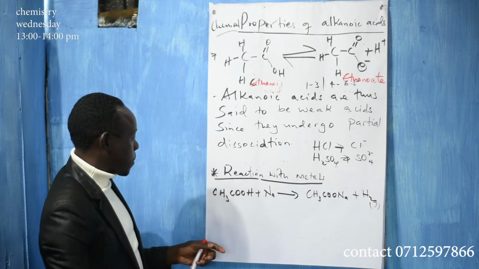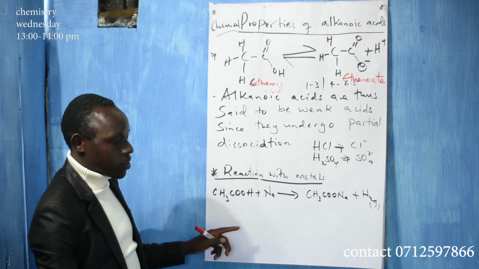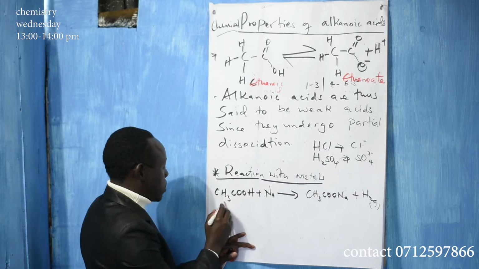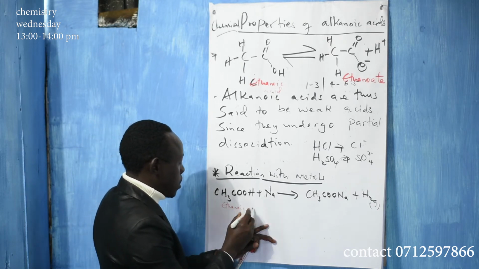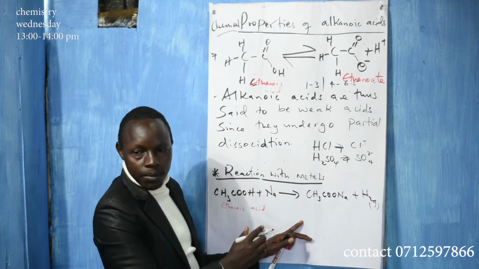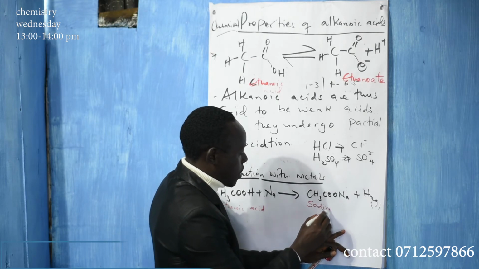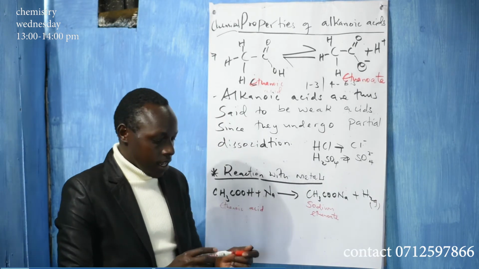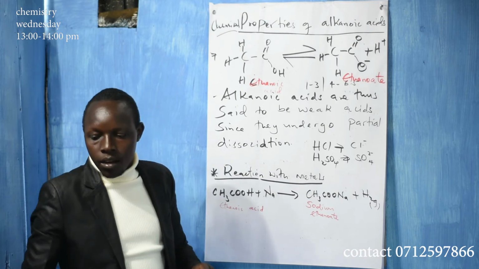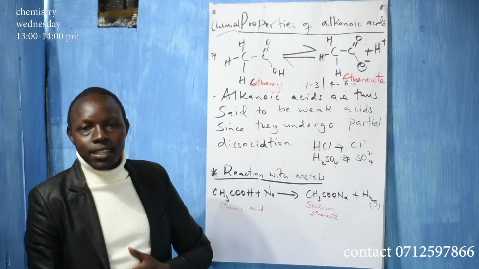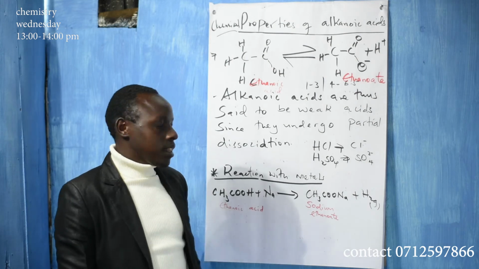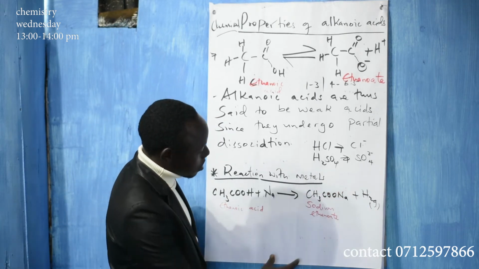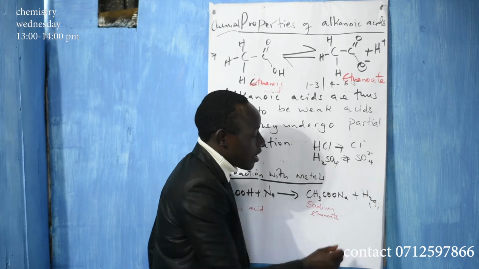So that is how sodium reacts with ethanoic acid. This is ethanoic acid, this is sodium, and this one is called sodium ethanoate, plus hydrogen gas. Now, actually, in Form 1, we looked at properties of acids, how acids react with metals. And we said that any metal reacts with any acid to form a salt and hydrogen gas. So this sodium ethanoate is a salt, and then hydrogen gas.